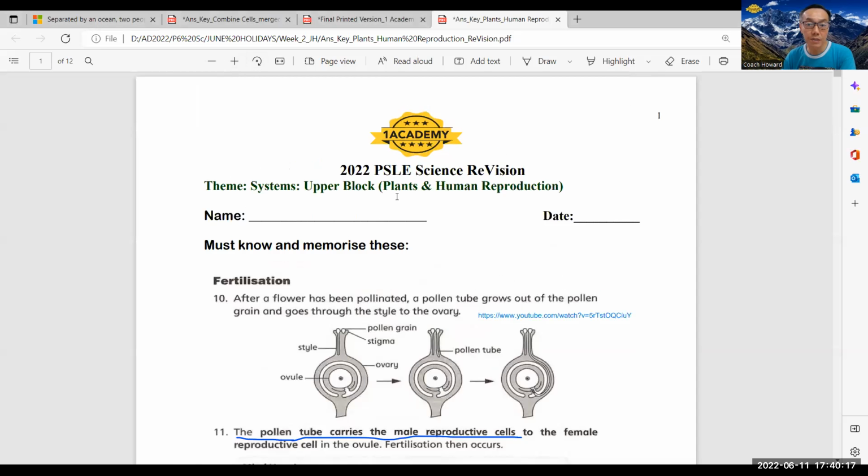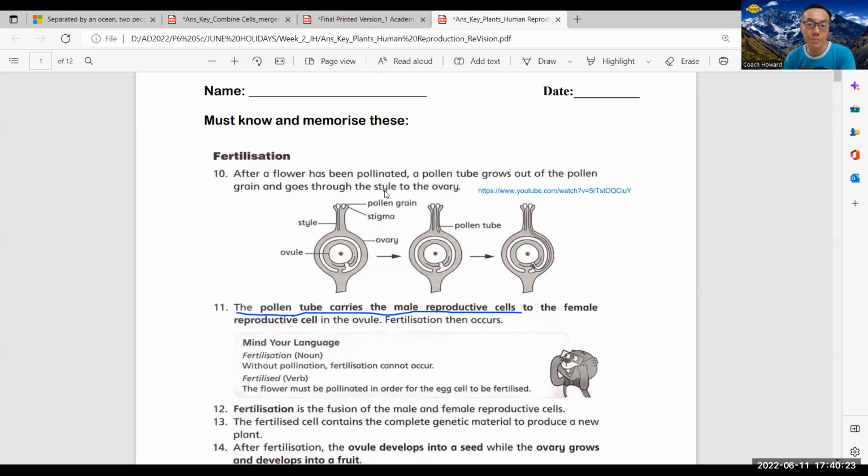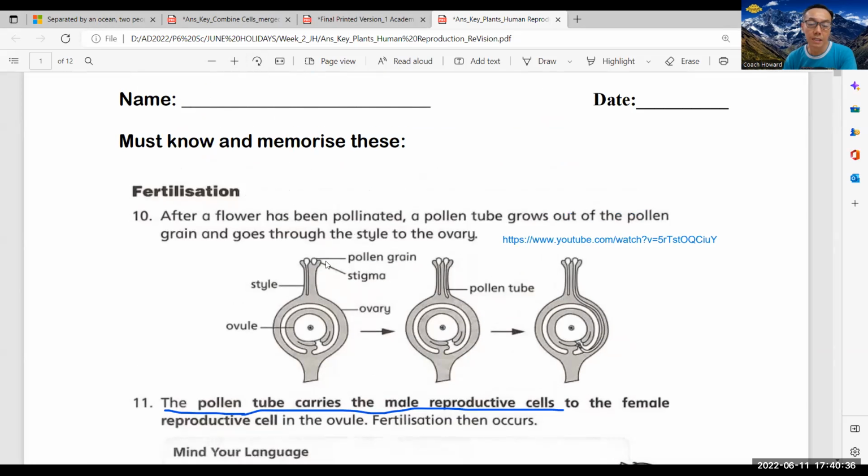Okay, I'll be revising on this topic, plants and human reproduction. So as you know, for plant reproduction, pollination needs to take place first before fertilization. Most students are aware that when the pollen lands on a stigma, something happens. Okay, when the pollen lands on the stigma of the flower, right?